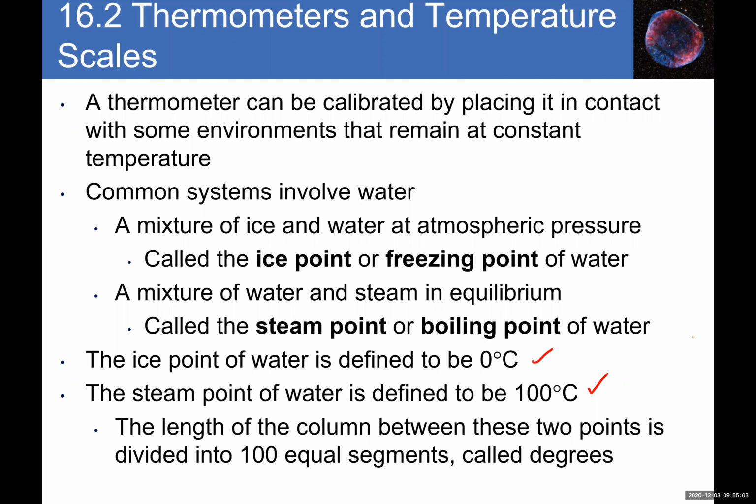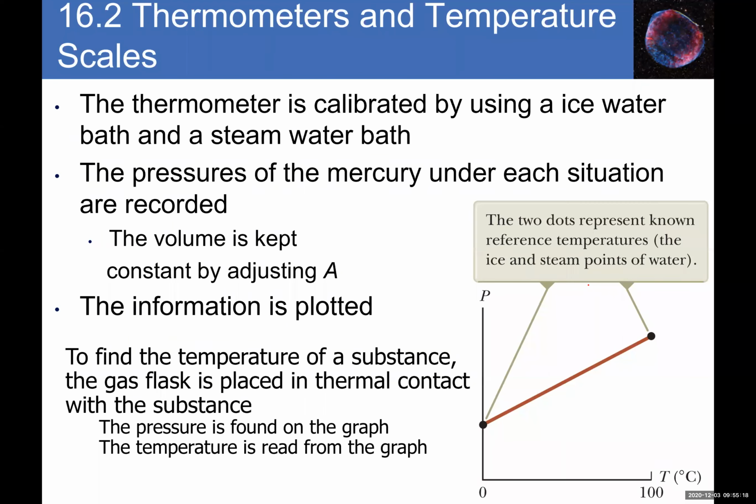state. All right, so then you can divide the length of the column between these two points into 100 equal segments called degrees. So this is, again, mostly in terms of the Celsius scale, from 0 to 100. All right, so the thermometer is calibrated by using an ice water bath and a steam water bath, as I mentioned. Also the pressures of the mercury under each situation are recorded. So the volume is kept constant by adjusting.